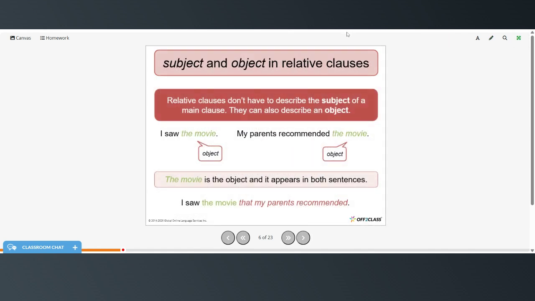Now, relative clauses don't have to describe the subject of a main clause. They can also describe an object. So, I saw the movie. Movie is the object. My parents recommended the movie. The movie is the object, and it appears in both sentences. So you could say, I saw the movie that my parents recommended.